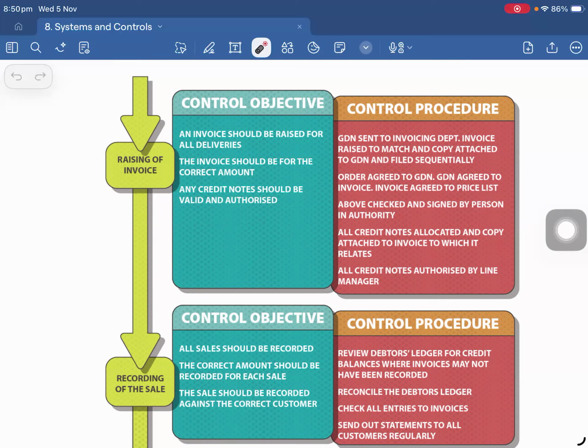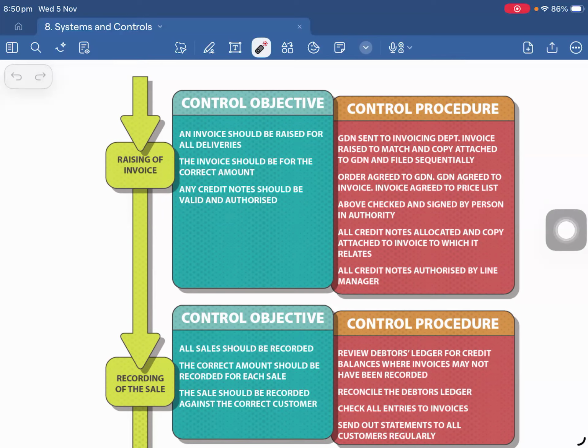So what is the control procedure? You're going to take the GDN. Remember the GDN that you have prepared? You're going to send it to the invoicing department, that is the finance department. From there, the invoice would be raised and it is going to be matched against the copies attached. That means there could be the purchase order, sorry, sales order, the payment voucher, the receipt voucher, everything. So you're going to ensure that these things match, or the journal vouchers match.